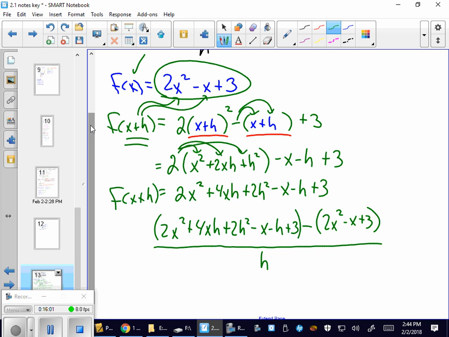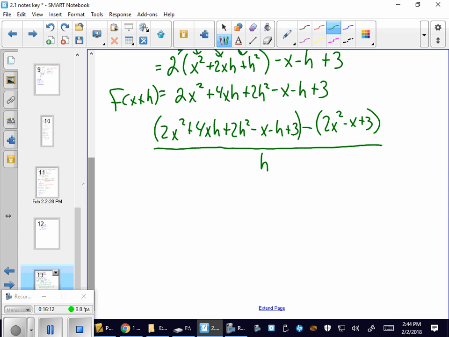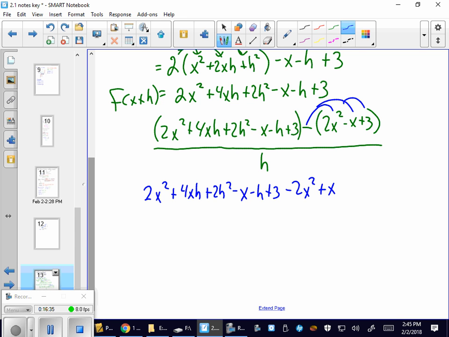So this is what I'm going to tell you. If we have done this correctly, everything that does not have an h in it hopefully should start to simplify and subtract out on top. Let's see if that's what happens. So I'm going to rewrite this. 2x squared plus 4xh plus 2h squared minus x minus h plus 3. Now I'm distributing the negative into here, here, and here. So that's going to give me minus 2x squared plus x minus 3 all over h.